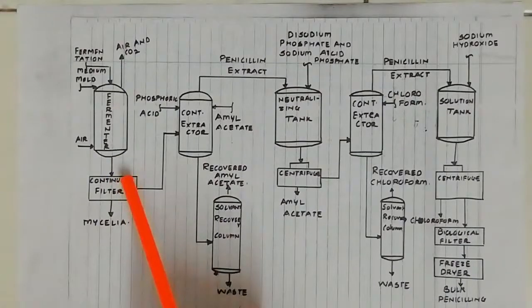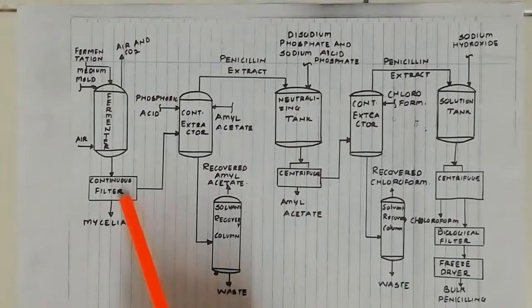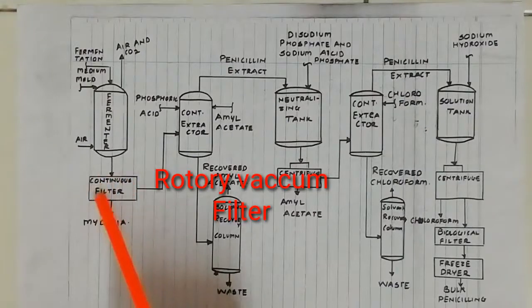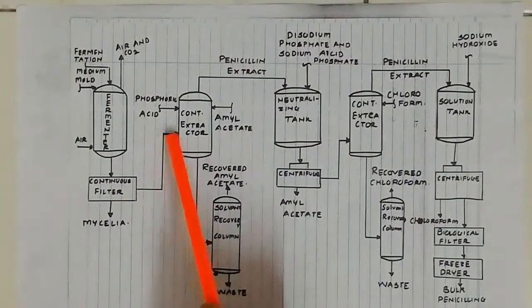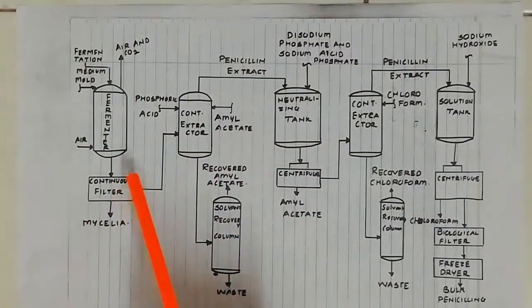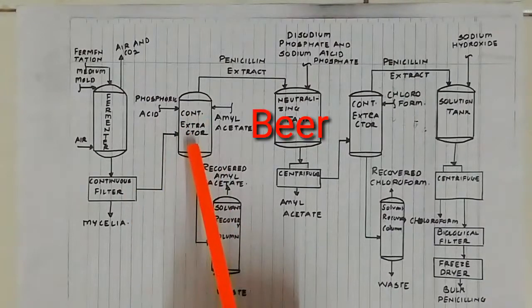Since the mycelia is an unwanted part of the penicillin, it is passed to the continuous filter, which is actually a rotary vacuum filter. After passing through the continuous filter, the mycelia is extracted. But the thick penicillin is passed to the continuous extractor. This thick penicillin solution is also termed as beer.